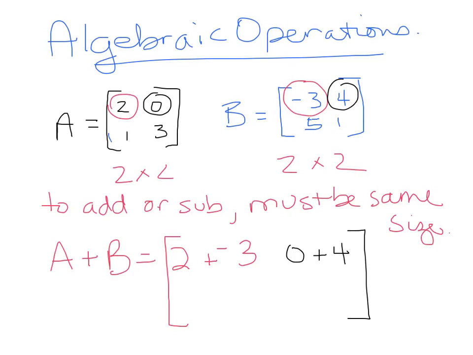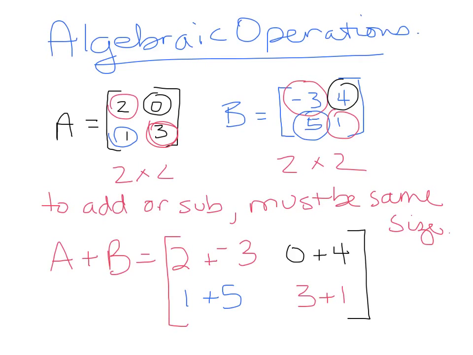So let's go to this second row, first column, and this one are in the same position. I'm going to add them together, 1 plus 5. And finally, let me go back to this one and this one. They're in the second row, second column position, 3 plus 1. So as you can see, it's very simple. You're just adding the element with its corresponding element.